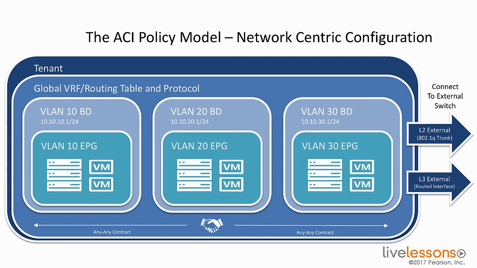I would shut down the routed interface in my traditional network. I would turn up the routed interface inside of ACI. I would start advertising that network out my layer 3 connection to the rest of my infrastructure.